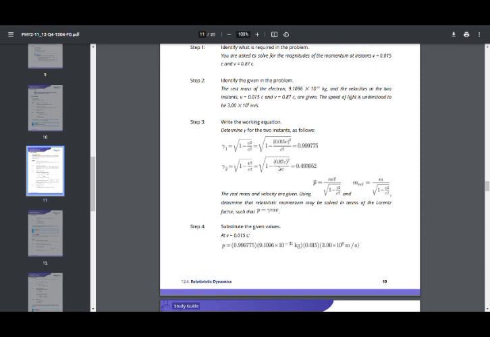So, the rest mass of an electron is 9.1096 times 10 raised to the power of negative 31 kilograms. And the two velocities are v equal to 0.015c and v is equal to 0.87c na given. So, actually, speed of light, diba? Nagsabi ako kanina, 3.00 times 10 raised to the power of 8 meter per second.